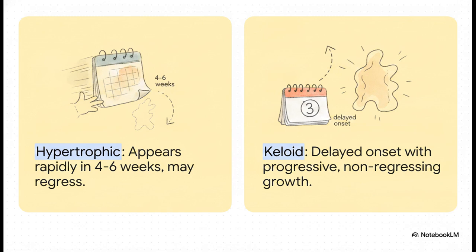Here is your hypertrophic exam pearl. These scars appear rapidly, usually within 4 to 6 weeks, and they actually may regress spontaneously over time. That is a huge contrast to keloids, which have a delayed onset and show progressive, non-regressing growth.